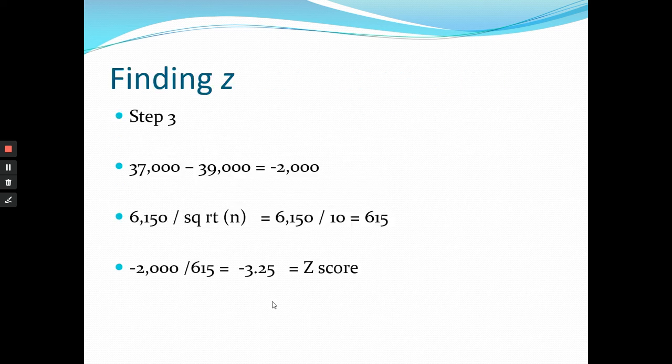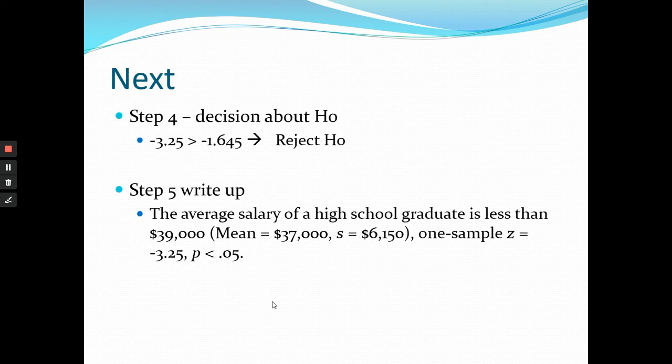Step 3 is we take our data, we plug it in. We calculate our z-score. Once we calculate our z-score, we compare it to 1.645. If it's greater than that, we reject the H0 and say something's going on. If our calculated z-score is less than 1.645, we fail to reject the H0, and there is no difference between the population mean and the sample mean.